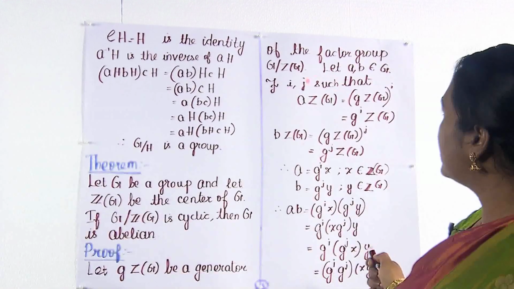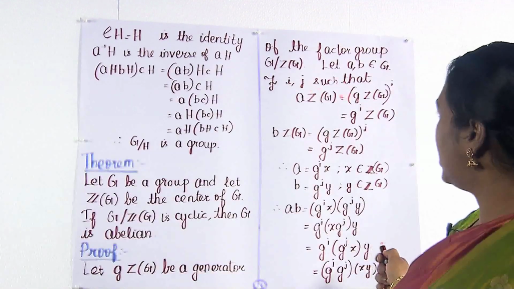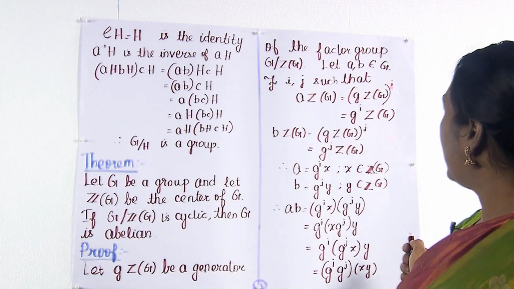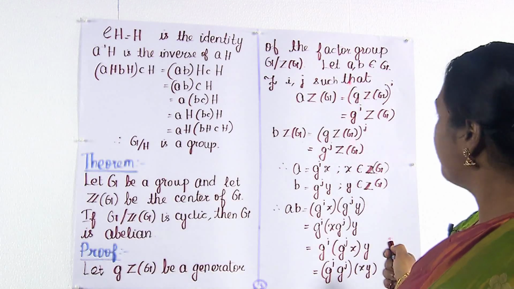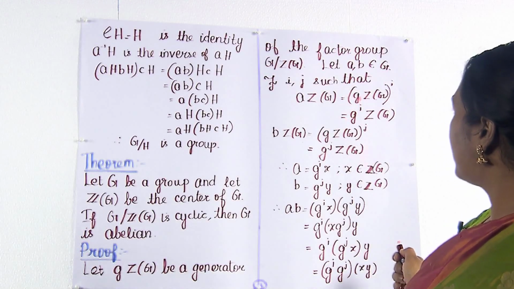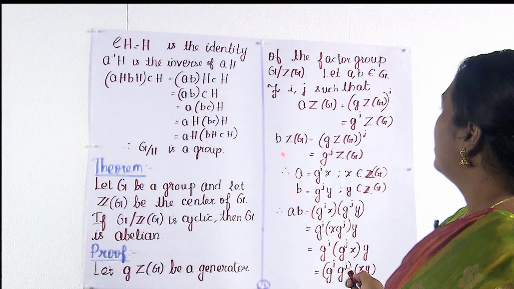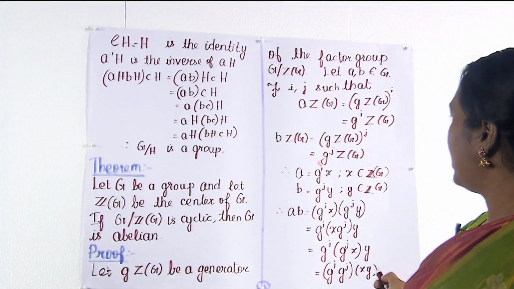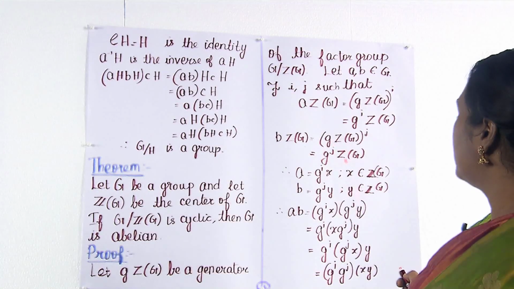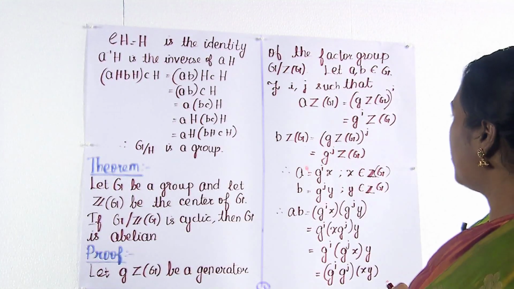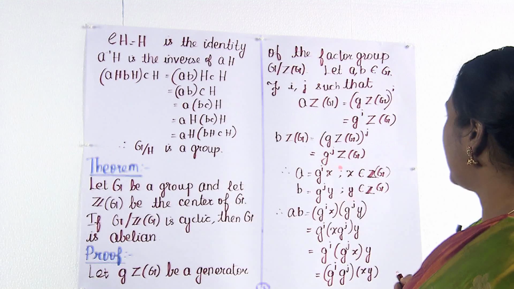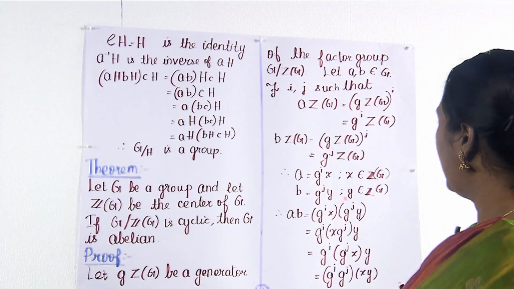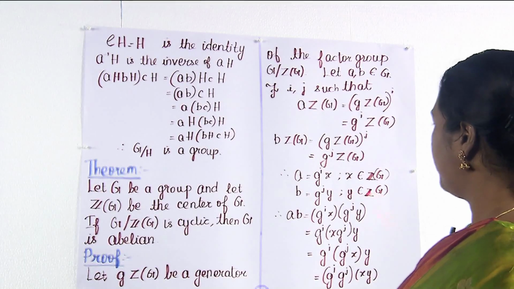So, clearly there will exist some integers i, j such that A Z of G is equal to G Z of G the whole power i, because it is a generator, that is equal to G power i Z of G. B Z of G is equal to G Z of G the whole power j, that is equal to G power j times Z of G. Therefore, A is equal to G power i times x where x belongs to Z of G, and B is equal to G power j times y where y belongs to Z of G.